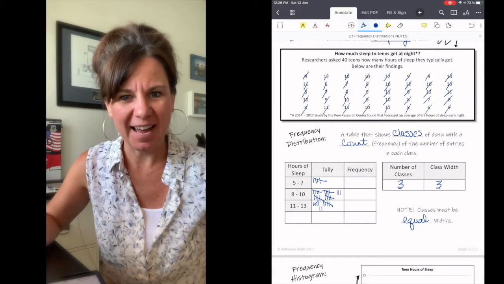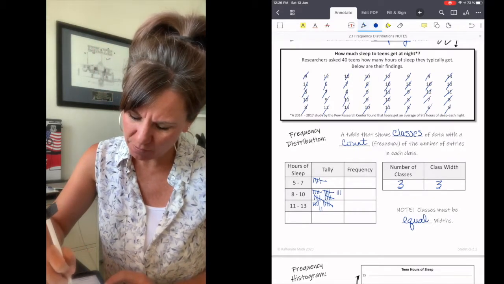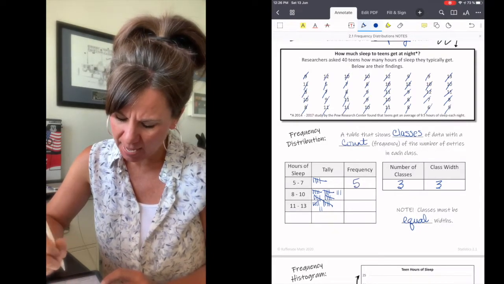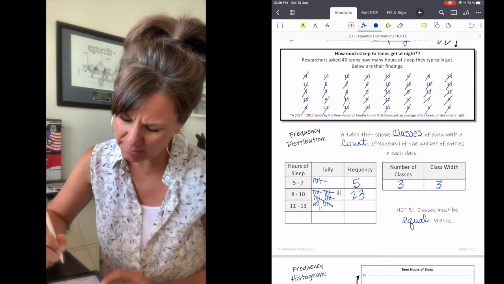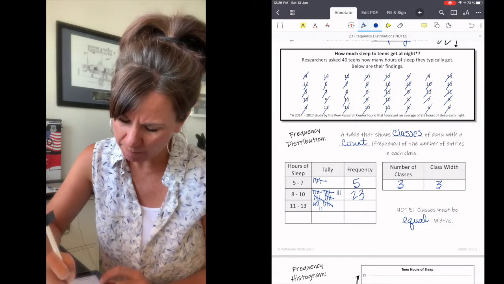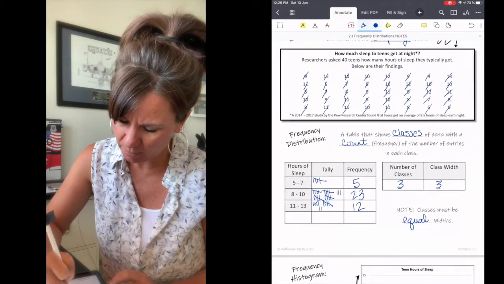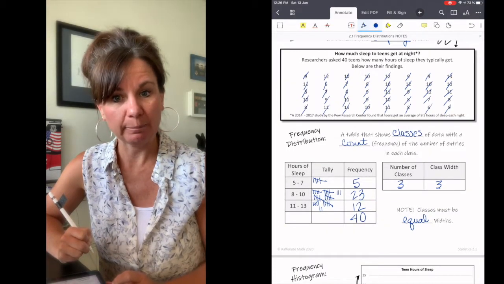Okay, we have all the tally marks done, and now we know that in the 5 to 7 range, 5 teens fit into that category. 8 to 10 hours of sleep, we've got 23 teens in that category, and for the 11 to 13 hours of sleep, we have 12 teens. We can add those numbers up and see that we have 40 teens that were surveyed.